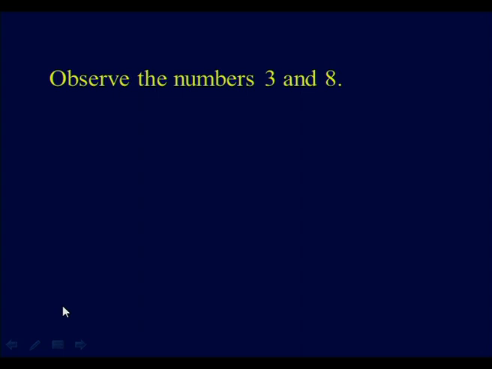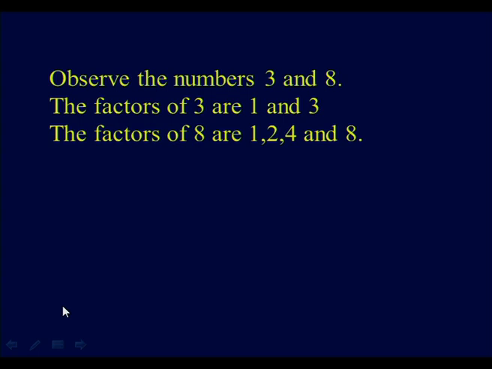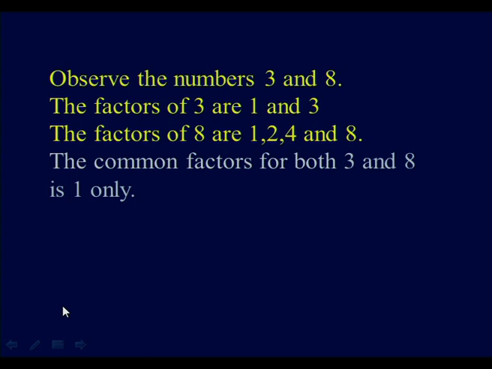Observe the numbers 3 and 8. What are the factors of 3? Yes, the factors of 3 are 1 and 3. Now, what are the factors of 8, children? Yes, the factors of 8 are 1, 2, 4 and 8. Now, the common factors for both 3 and 8. As you can see here in these two, 1 and 3, 1, 2, 4 and 8. So, the common factor for both 3 and 8 is only 1.